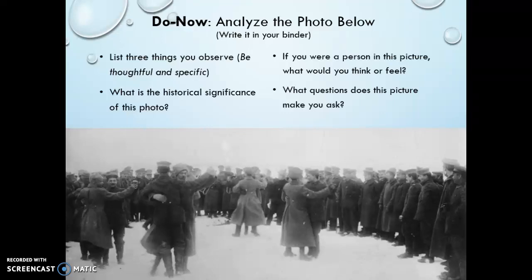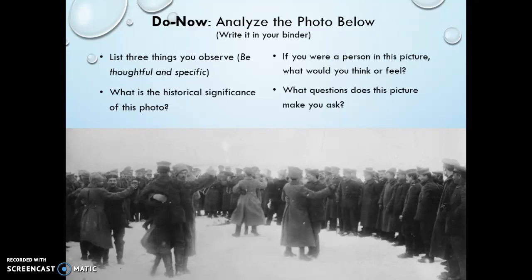Hello, today we are going to do a sample photograph analysis using our Gallery Walk graphic organizer. So when I look at this photo, the first thing my organizer asks me to do is identify 3 things that I see, and it reminds me to be thoughtful and specific.